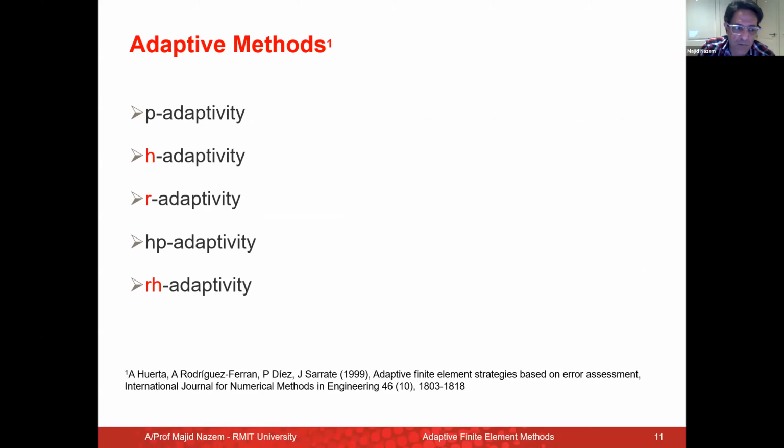Okay, adaptive methods. There are mainly three adaptive strategies: P, H, and R, and of course their possible combinations. P is when you improve the accuracy of your solution by changing the order of interpolation functions. H is when you start with a coarse mesh and then increase the mesh density during the analysis. R is when you start with a relatively fine mesh, but keep refining the position of nodal locations without changing their numbers or the elements' connectivity. So basically you keep the topology constant during the analysis. Or you may have a combination of them, for instance, HP adaptivity or RH adaptivity. Well, in this presentation, I will mainly focus on H, R, and their combination, RH adaptivity.